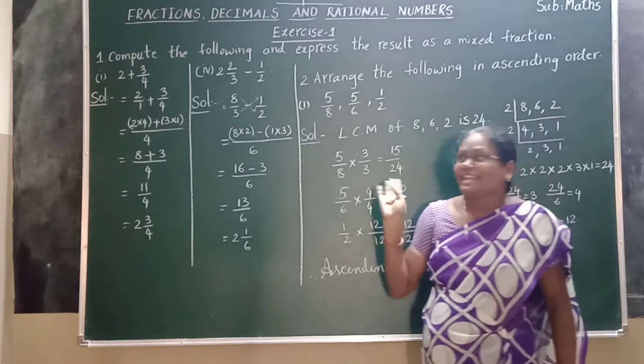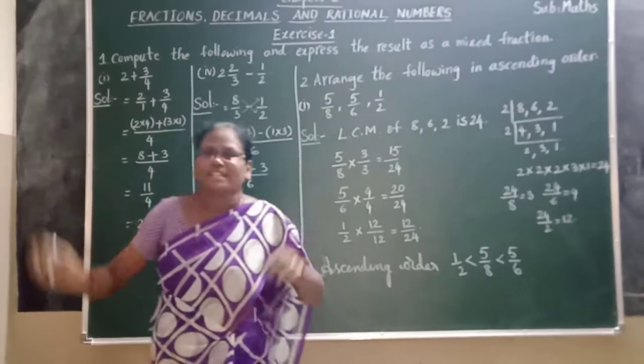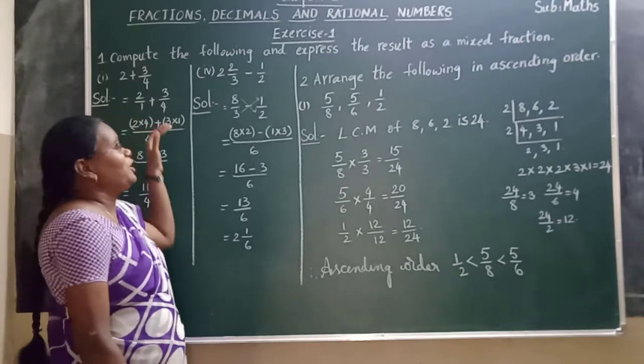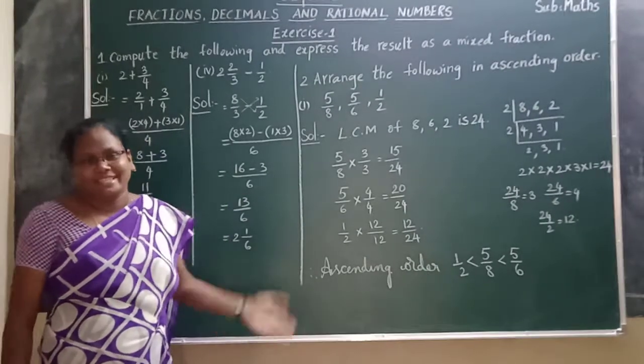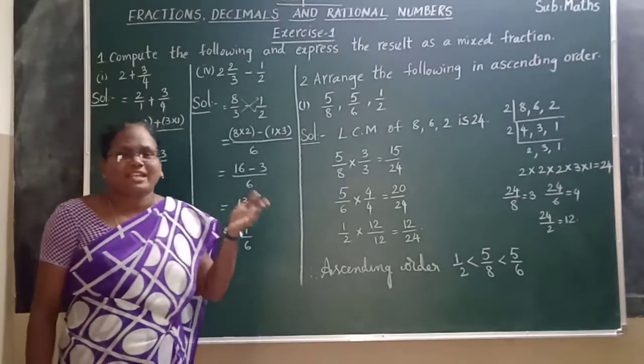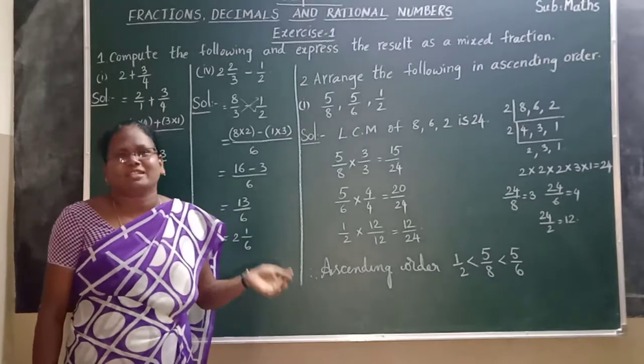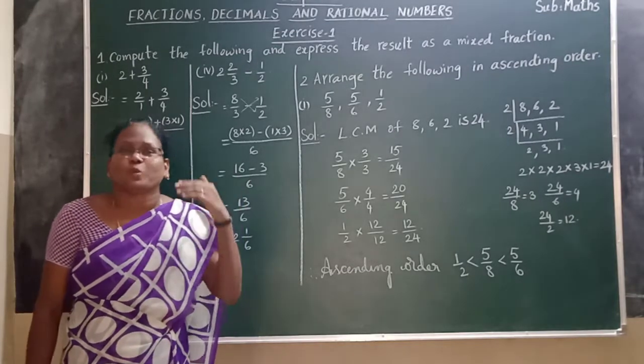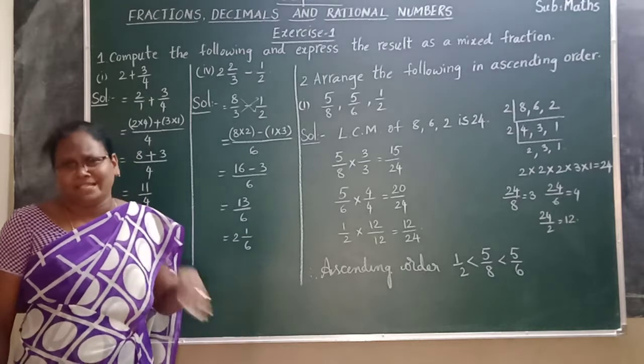Now we have to learn the second chapter. The second chapter is fractions, decimals, and rational numbers. Here we have to learn the fractions in the sixth class. In the sixth class fractions, we have to learn the different types of fractions: proper fraction, improper fraction, mixed fractions. We have to learn the definitions and the examples also.